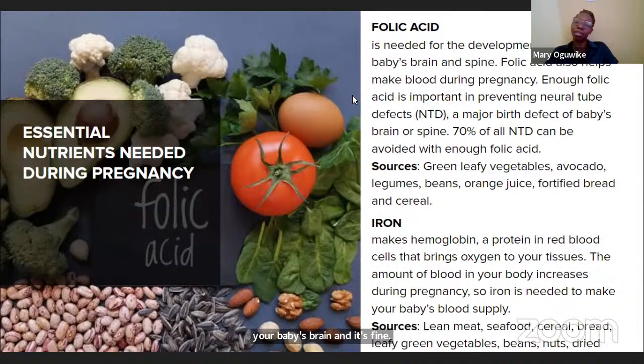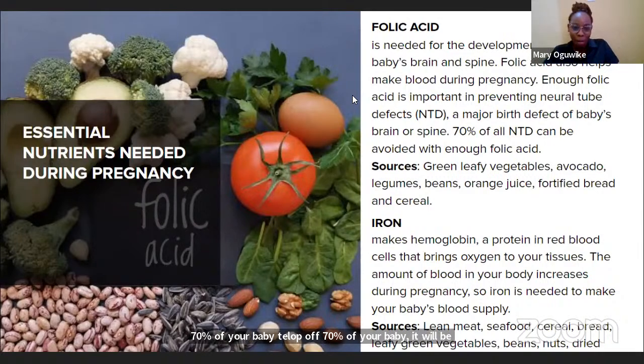Now, you know, folic acid is important in preventing neural tube defects. Now, this neural tube defect is a major birth defect that affects babies, and it affects the brain and the spine, and 70% of these NTDs can be avoided with enough folic acid. So if you're taking folic acid very well during pregnancy, you've already cut off 70% of your baby developing neural tube defects. And we have the sources of folic acid.